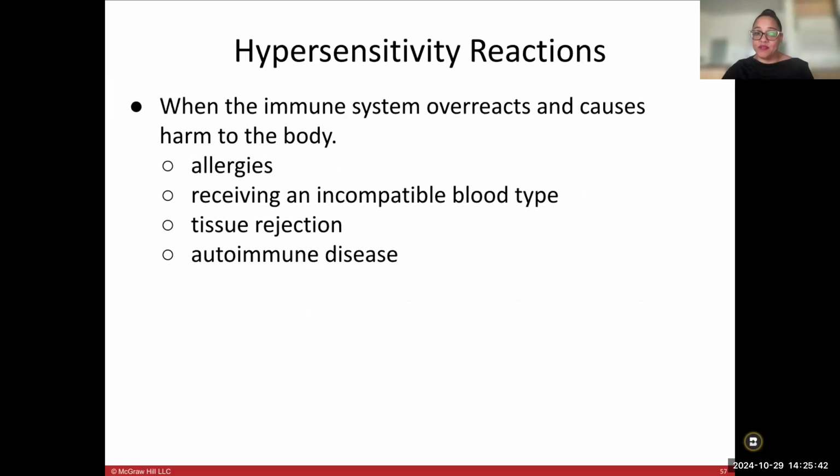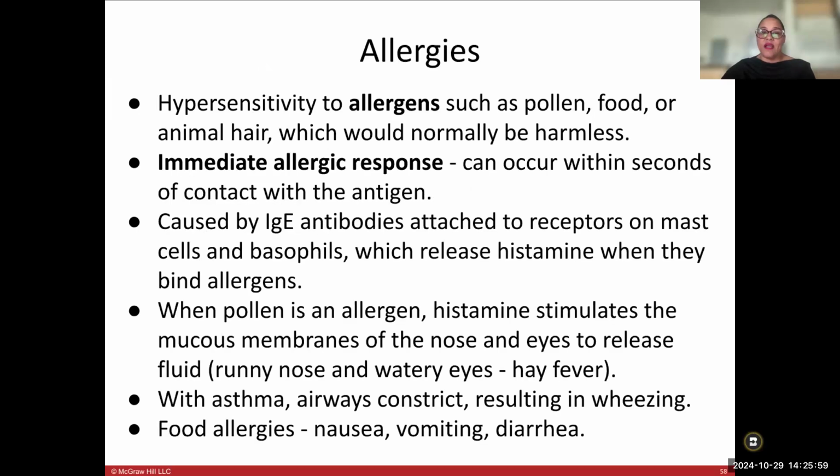There's also hypersensitivity reactions, when the immune system overreacts and causes harm to the body, like allergies, receiving an incompatible blood type, tissue rejection, and autoimmune diseases. We're moving on from HIV, by the way. These are other things that can happen to a person's immune system. Hypersensitivity to allergens, such as pollen, food, animal hair, which would normally be harmless. Those are what? Just the basic definition of allergies.